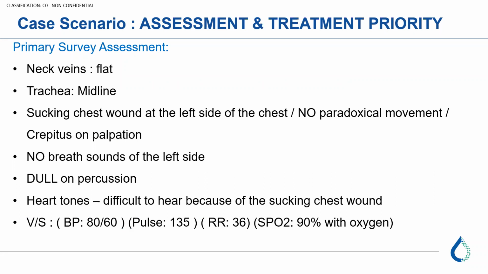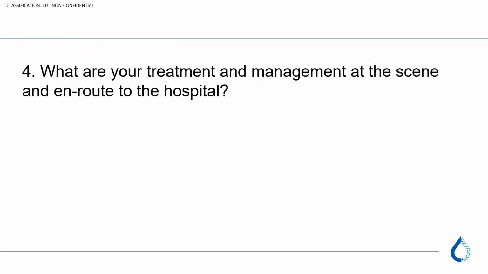The vital signs are the following: blood pressure 80/60, pulse rate 130 to 135, less than 140, respiratory rate 36, SpO2 90% with high flow oxygen. Next move is, what are your treatment and management at the scene and en route to the hospital? Mr. Ronaldo, can you share your thoughts on this?